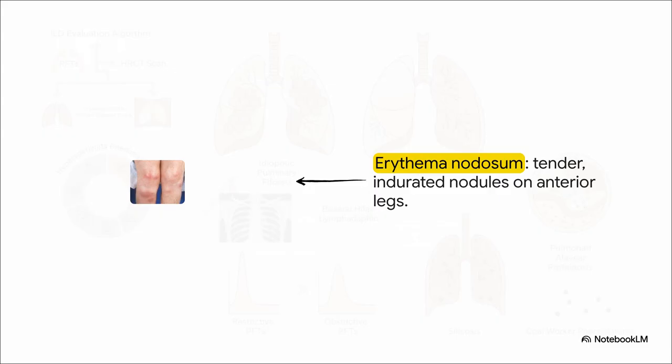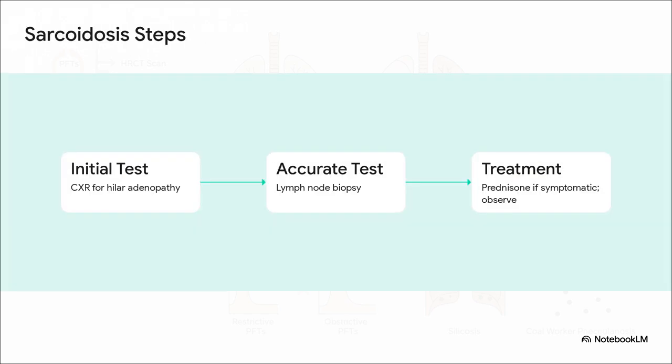And then there's erythema nodosum, which shows up as tender, indurated erythematous nodules right on the anterior legs. This is a massive clinical anchor. Because of its strong association with sarcoidosis, the initial next best step for a patient presenting with these nodules is actually a chest x-ray to check for that hilar lymphadenopathy. For definitive diagnostic confirmation, you need a lymph node biopsy demonstrating non-caseating granulomas. When it comes to treatment, if asymptomatic, you just observe. Glucocorticoids are strictly reserved for symptomatic pulmonary disease or organ-threatening extrapulmonary manifestations.